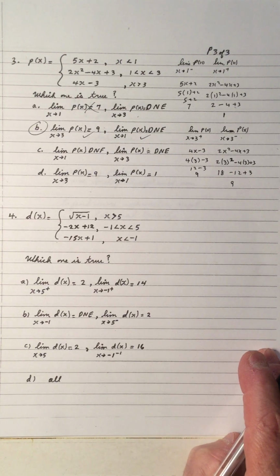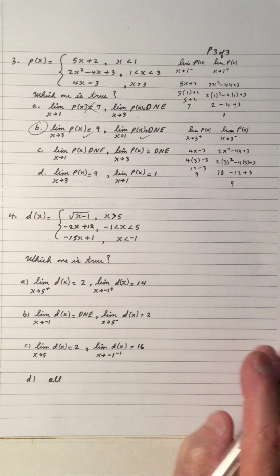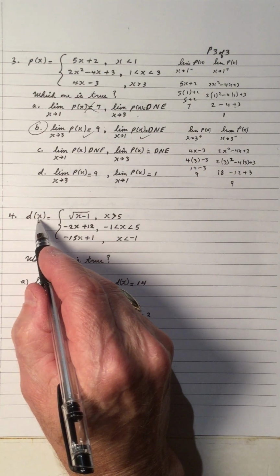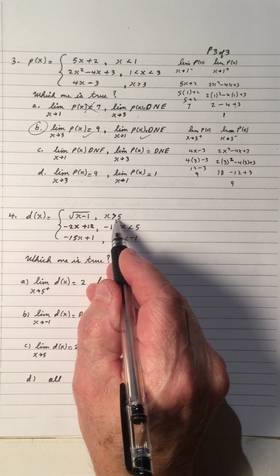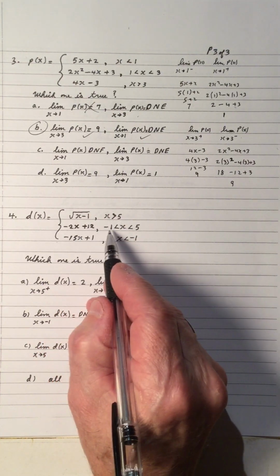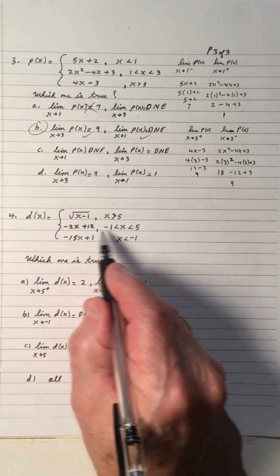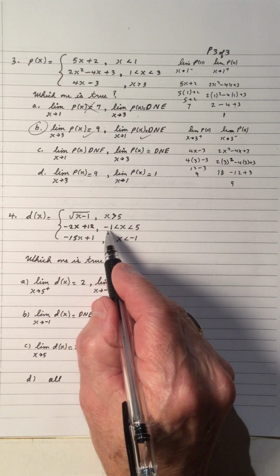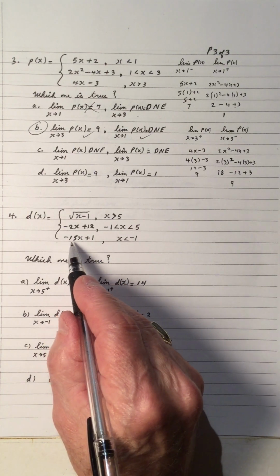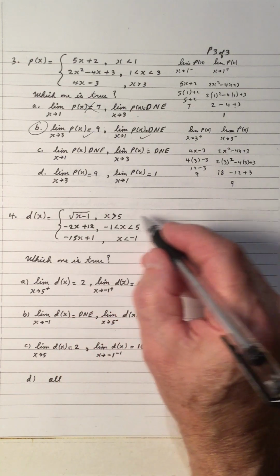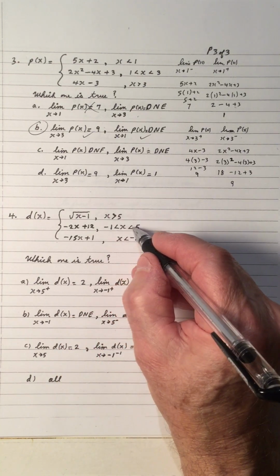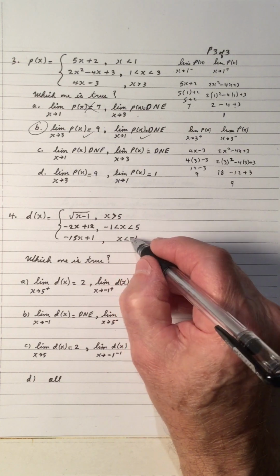And we have number 4. Let's look at this and see what we have. The d of x is equal to the square root of x minus 1 when x is greater than 5, and negative 2x plus 12 when x is between negative 1 and 5, and negative 15x plus 1 when x is less than negative 1. Again, we have 5 and we have negative 1.